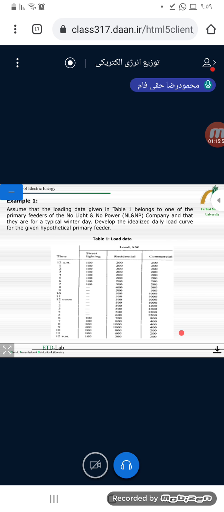The other example, please see. Assume that the loading data given in table 1 belongs to one of the primary feeders of the NLP company, and that it is for a typical winter day. Develop the daily load curve for this primary feeder.